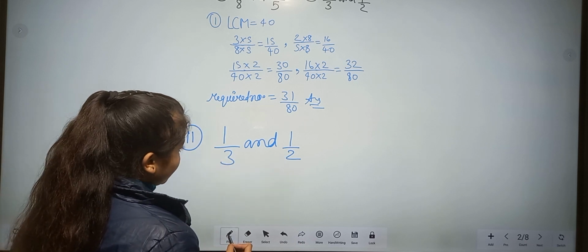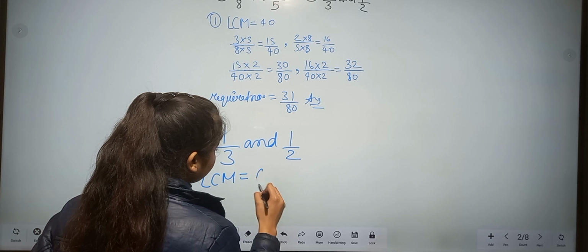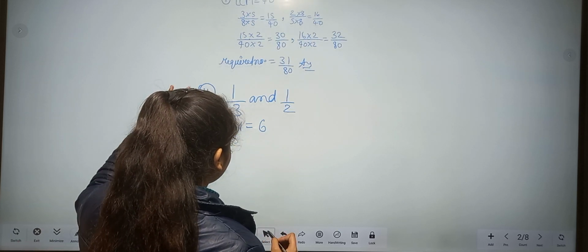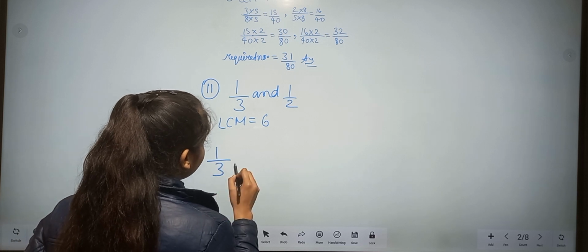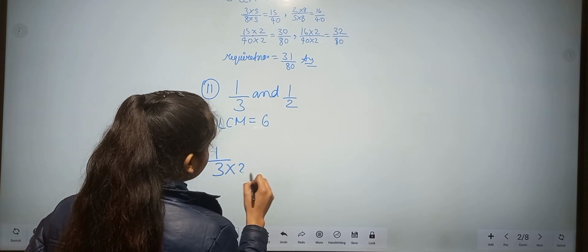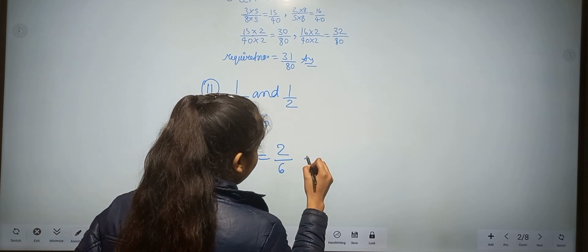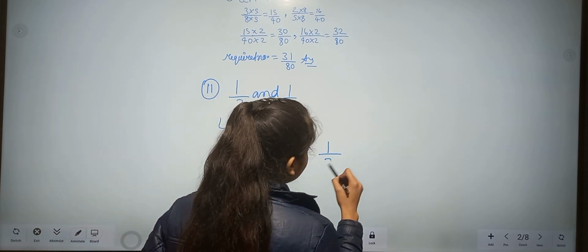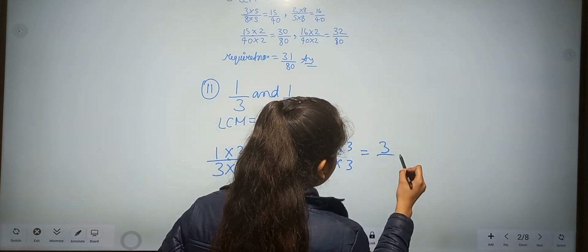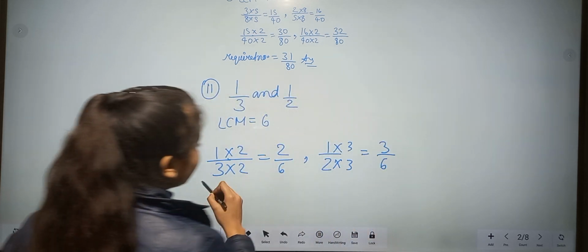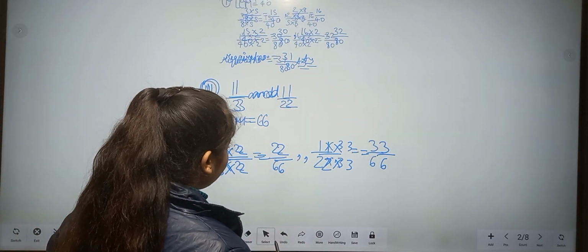So take the LCM of it, and LCM is equal to 6. Okay, so here we can write 1 by 3 into 2, and 1 into 2 is equal to 2 by 6, and here 1 by 2 into 3 is equal to 3 by 6. Okay, and here also no number comes between these numbers, so we have to multiply again.